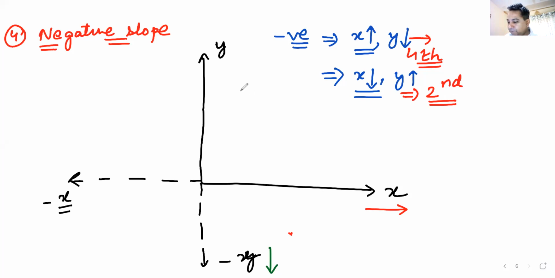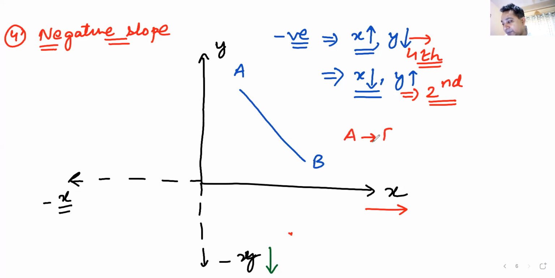I am drawing it here. This is my point A. This is my point B. The first point is point A. The second point is point B. Now, please tell me, what is happening when I'm going from A to B?